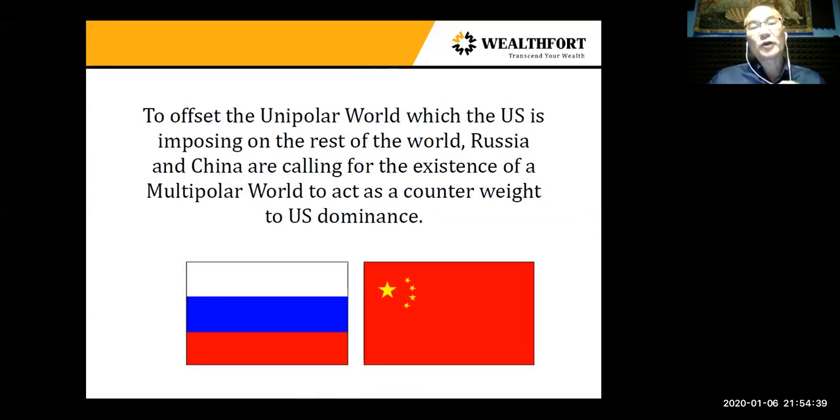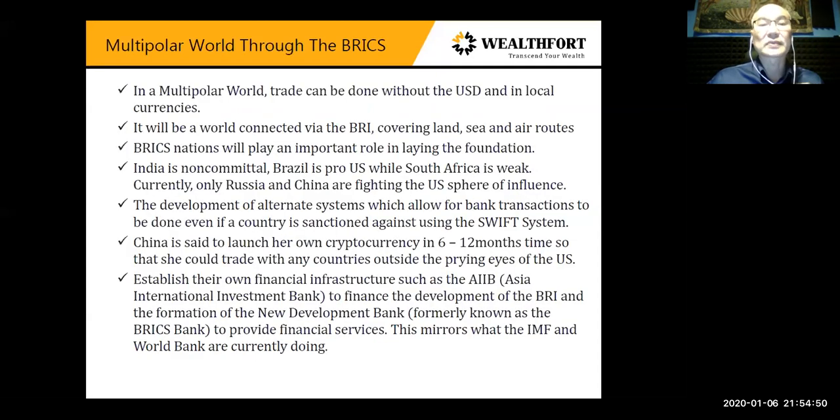Now, to offset the unipolar world which the US is imposing on the rest of the world, Russia and China are calling for a multipolar world to act as a counterweight to US dominance. A multipolar world through the BRICS. The BRICS are Brazil, Russia, India, China, and South Africa. In a multipolar world, trade can be done without the US dollar and in local currencies. It will be a world connected via the Belt and Road Initiative, covering land, sea, and air routes. BRICS nations will play an important role in laying the foundation.